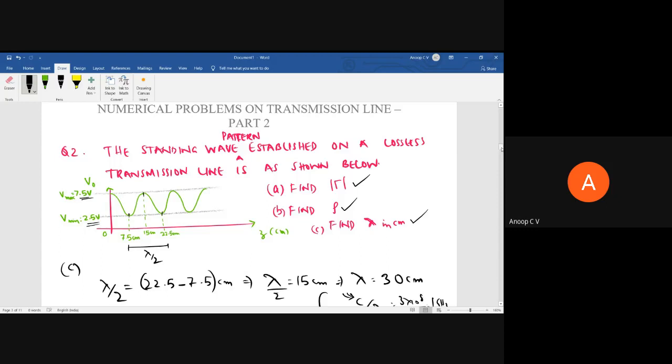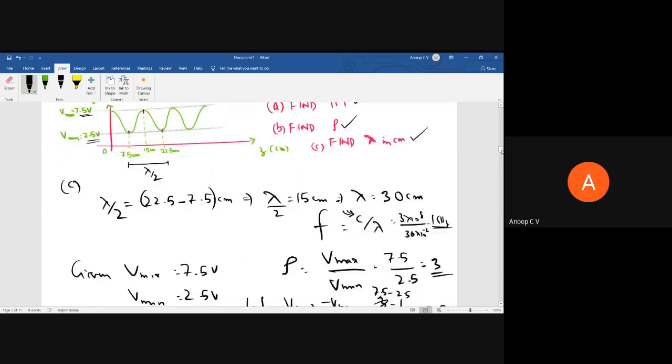So is this problem clear? Shall we move ahead? It's a very simple, quite straightforward problem. Any further discussion needed on this? Okay. So I think this problem is fine.